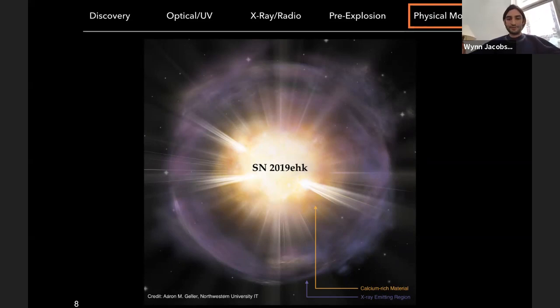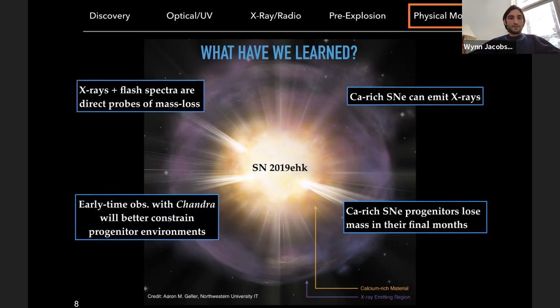So what have we learned about 19HK and the calcium-rich transient class in general? So like I said, X-rays plus flash spectroscopy, so narrow emission lines directly probing the CSM, and the X-rays probing the density of the CSM, are tracers of mass loss. We're now understanding that calcium-rich transients can emit X-rays, but we have to observe them early enough in their life cycle, so less than 10 or 20 days after explosion. And we've now understood that calcium-rich transient progenitors shed mass through mass loss.